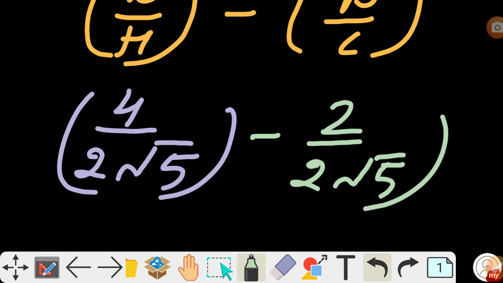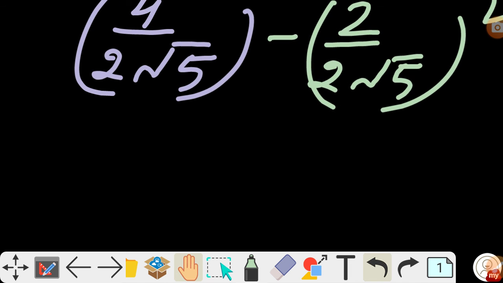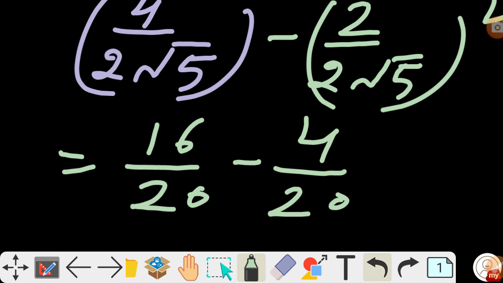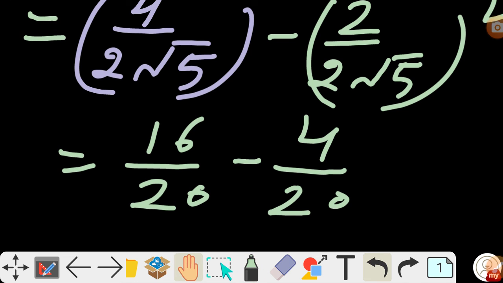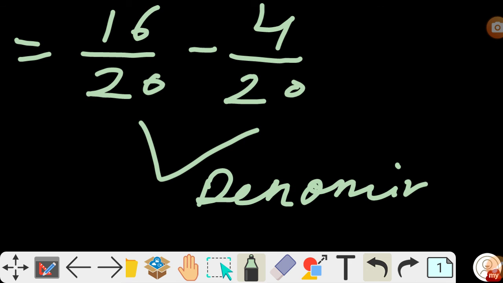This is also a square, this one is also in square. So solving this, we get here 4 square 16 upon 20, that is 2 root 5 squared, minus 2 square, we get 4 upon 20. In this case, we also have the same denominator.